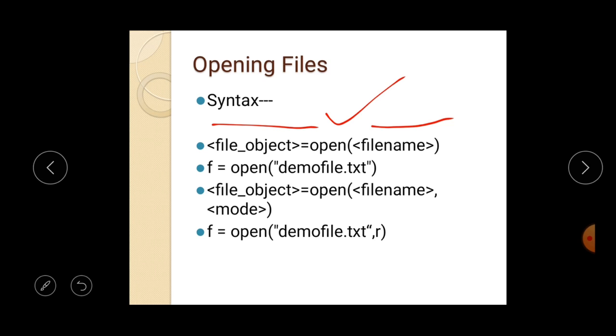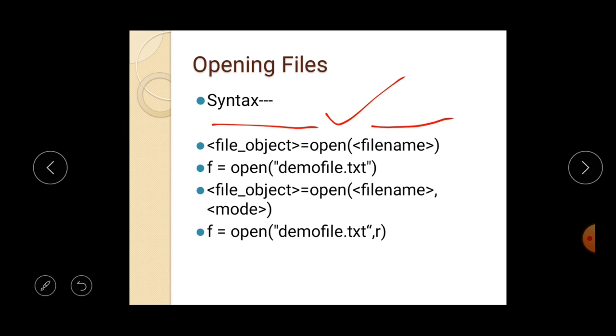Now the next is open. Open is a function. The function will take the name of the file as the parameter. So when you write file object is equal to open and the file name, then the name that is provided as the parameter will be opened, and the address or the pointer, or you can say the handle of the file will be assigned to the file object. It will be clear when we study an example.